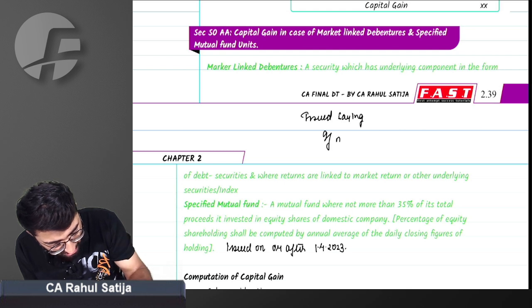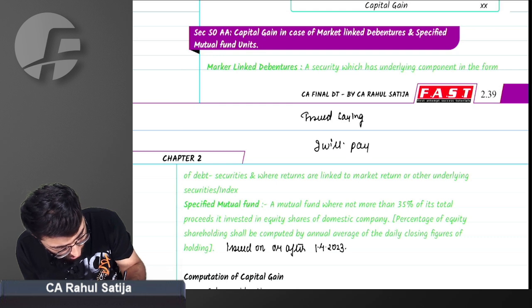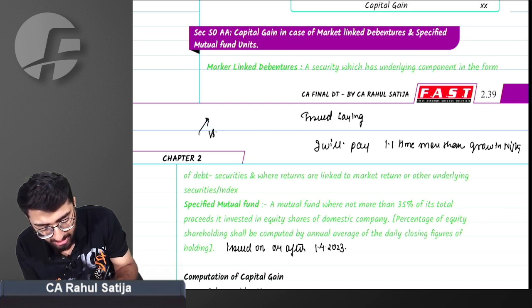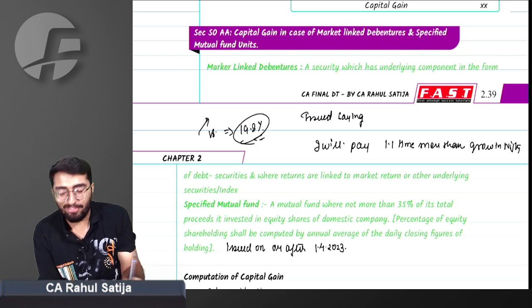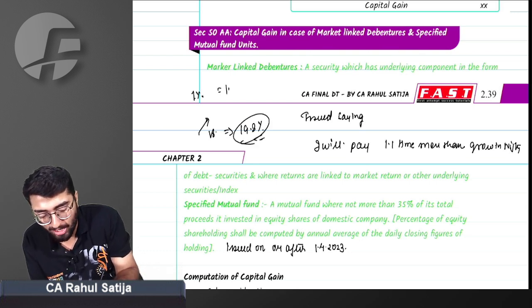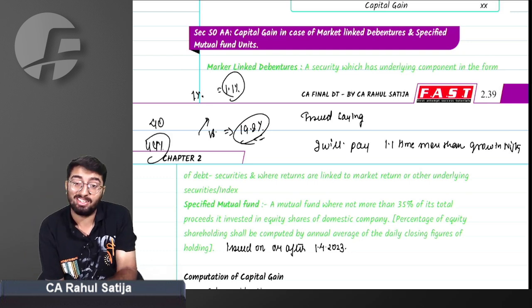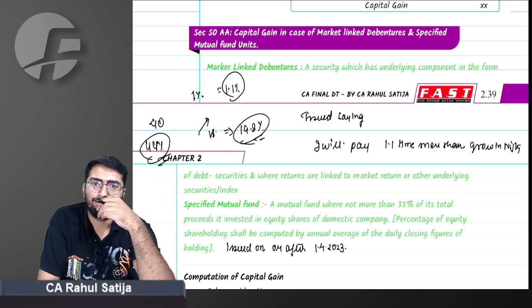I will pay 1.1 times the growth in Nifty. For example, if Nifty increases by 18% in a year, I will be paying you 19.8% return. If Nifty increases by 1%, I will be paying you 1.1% per annum. If Nifty increases by 40%, I will be paying you 44% interest. These we call market linked debentures.